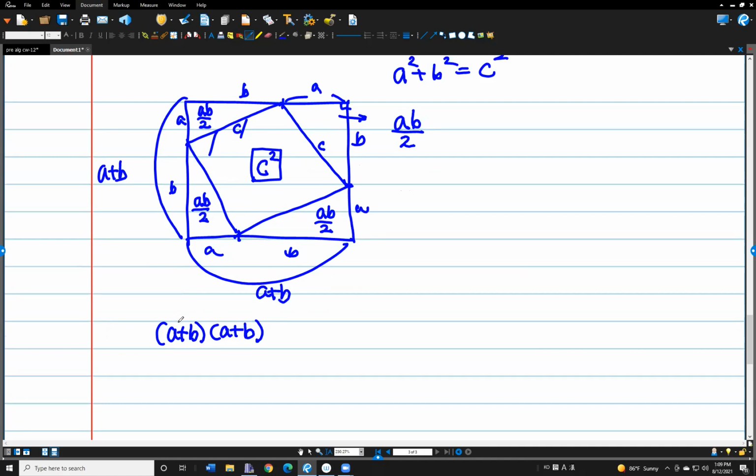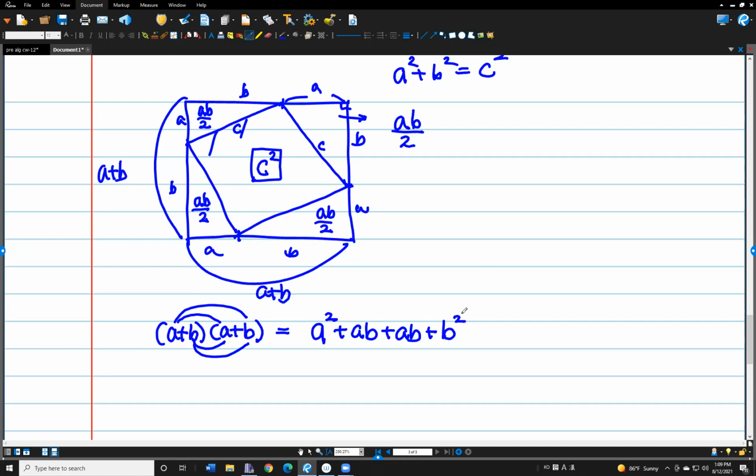Now let's simplify. A times A is A squared. A times B is AB. B times A is still AB. B times B is B squared. Okay, we just found the area of this large square.